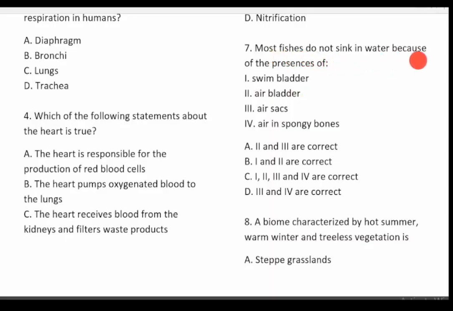Most fishes do not sink in water because of the presence of Roman numeral 1, swim bladder, Roman numeral 2, air bladder, Roman numeral 3, air sacs, and Roman numeral 4, air in spongy bones. Option A says 1 and 3 are correct. Option B says 1 and 2 are correct. Option C says 1, 2, 3, and 4 are correct. And option D says 3 and 4 are correct. If we look at this particular question, we'll find that our correct answer is option B, Roman numeral 1 and 2, meaning that fishes possess swim bladders and air bladders.